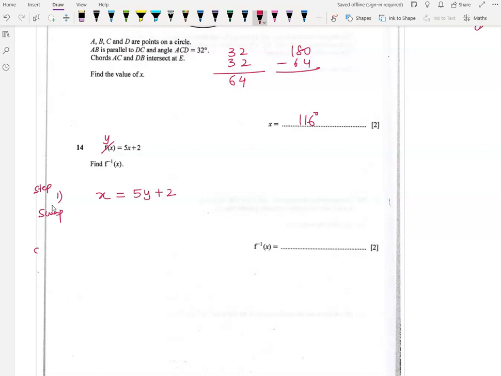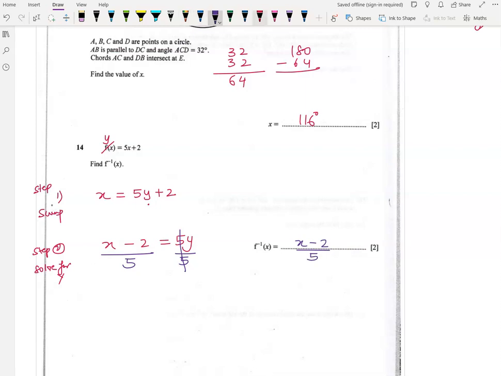Now step number 2 is to solve for y. So we want y alone. So move 2 to the left. So it will be x minus 2 equal to 5y. I don't want the 5 with y, so divide both sides by 5. So you get y equal to (x minus 2) over 5. And the value of y is the inverse function. So you write the answer here, x minus 2 over 5.